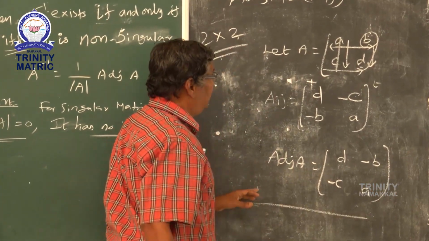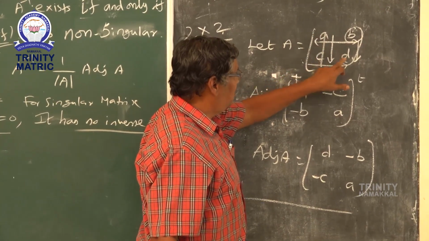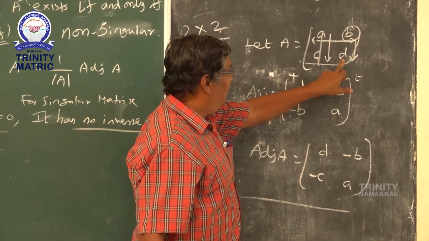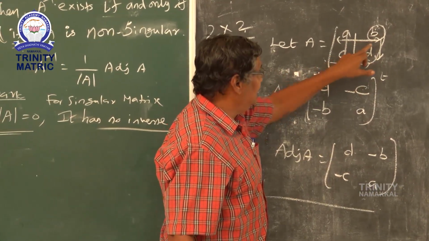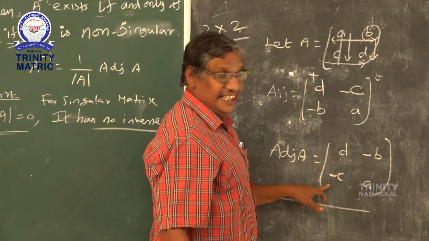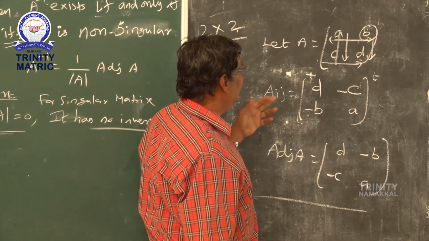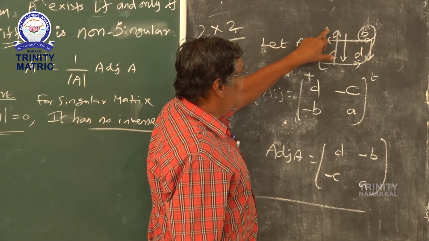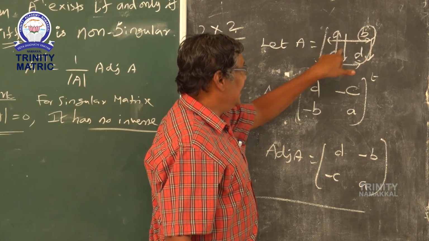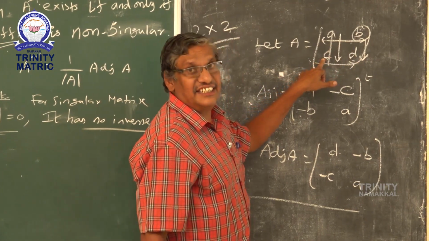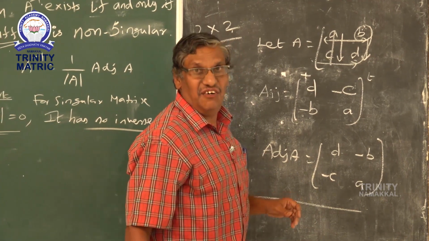Students, kindly note that for a 2 by 2 matrix, adjoint A is very easy. This is called the main diagonal, whose elements are interchanged, and this is called the secondary diagonal, whose elements keep their place along with the minus sign. So you can write it easily for a 2 by 2 matrix. Again, I will recall: for a 2 by 2 matrix, the main diagonal elements are interchanged, and the secondary diagonal elements are given a negative sign. This is for a 2 by 2 matrix. For a 3 by 3 matrix, I will teach now.